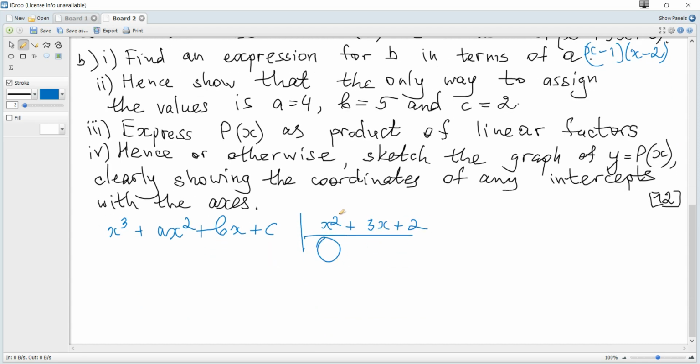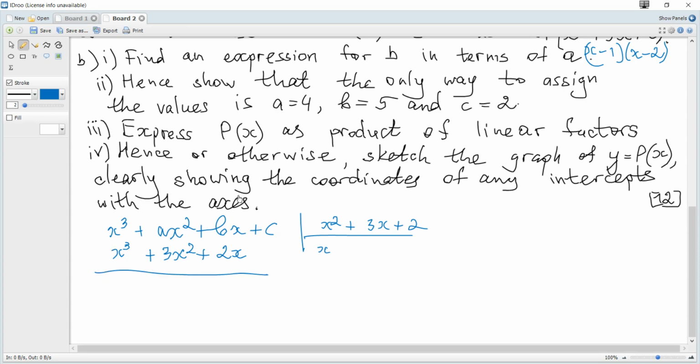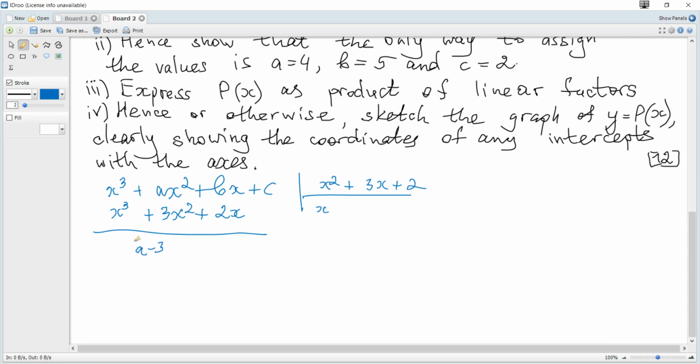What should be multiplied by x squared to get the greatest power here? So we consider the greatest power here and the greatest power here. And what should be multiplied by x squared to get x cubed? It's x. So we write x here. Then we multiply x by this and write here. So it becomes x cubed plus 3x squared plus 2x, and then this row minus this row, and it becomes a minus 3 x squared.